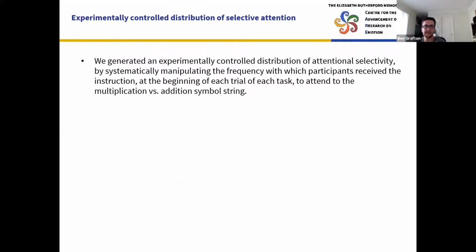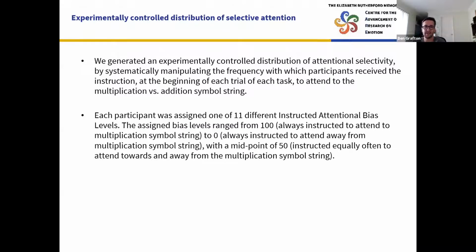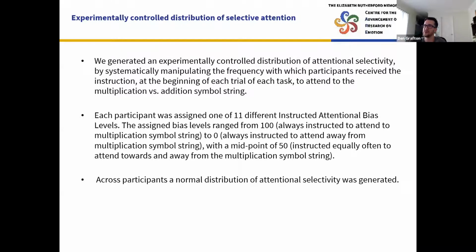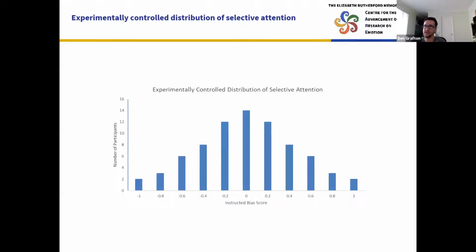And we got a distribution of attentional bias to multiplication strings by manipulating the frequency with which they got those instructions. And so every participant was assigned a particular bias score, which ranged from 100, so they always got the instruction to attend to the multiplication string, to 0, where they always got the instruction to attend away from the multiplication string, meaning that they always got the instruction to attend to the addition string, and then a midpoint of 50, where half the time they were told to attend to the multiplication, half the time attend away from it. And we ultimately created a normal distribution of bias scores. So ranging, oops, down the bottom there, that's actually the wrong scale, but anyway, it's the same thing. So basically that's ranging from 0 to 100 with a score of 50 in the middle there.